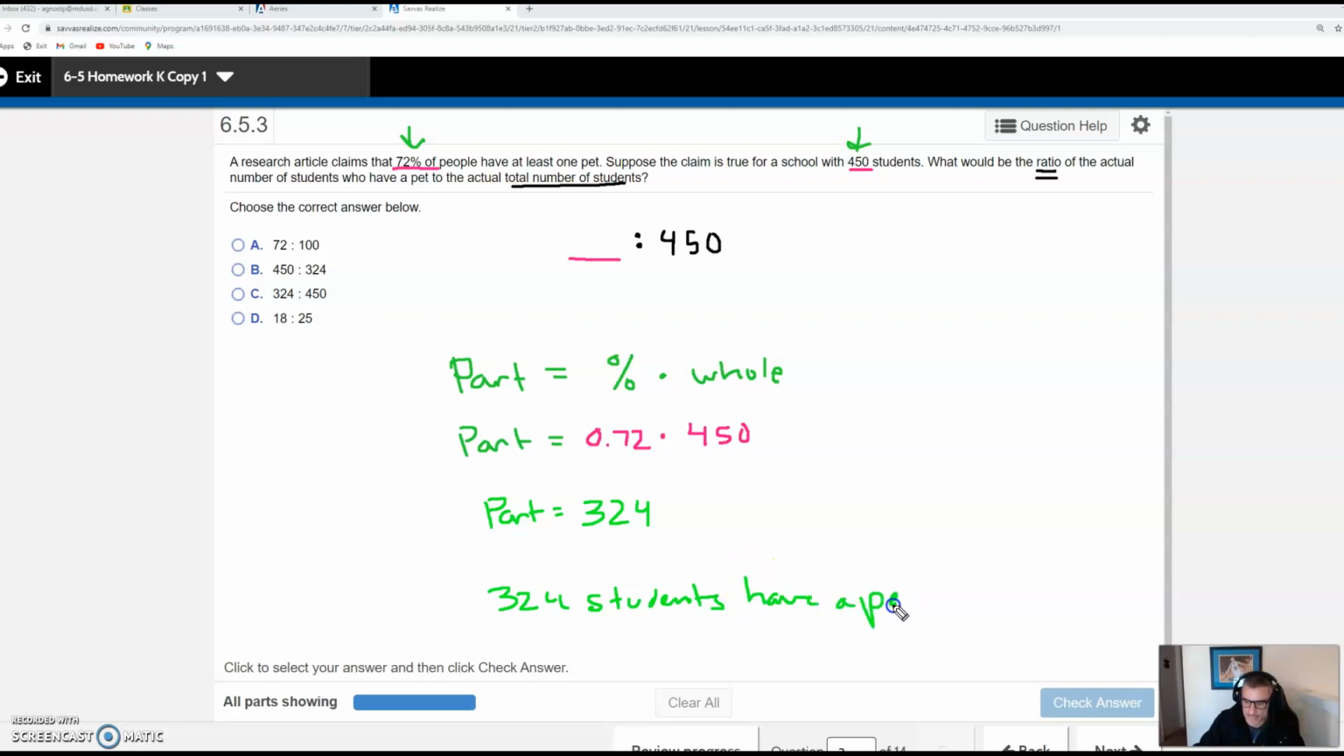I bet it's higher than that. 324 students have a pet, so we go ahead and put that 324 right here. So now I go and I look at my choices. There it is.